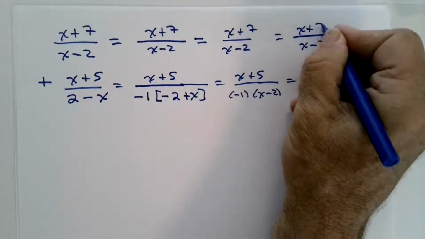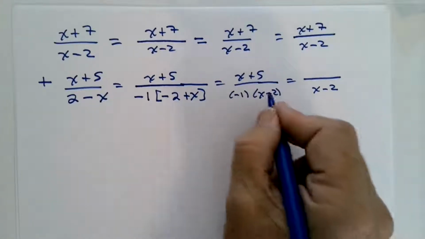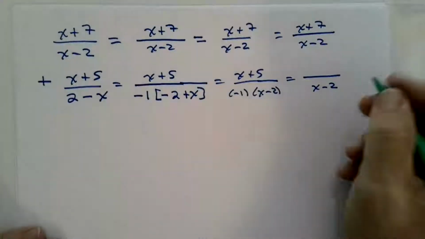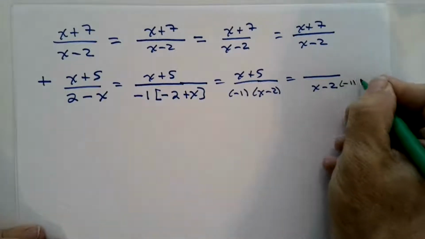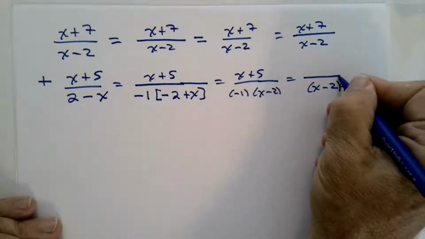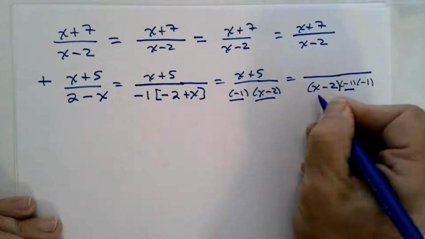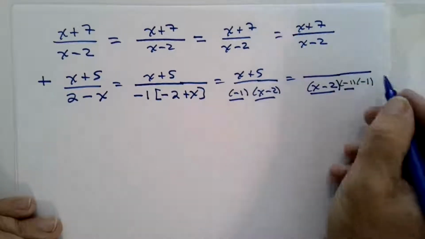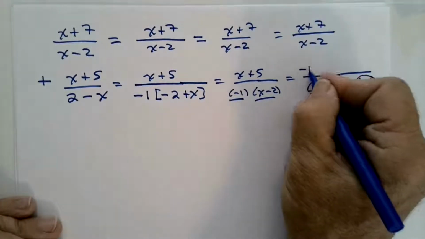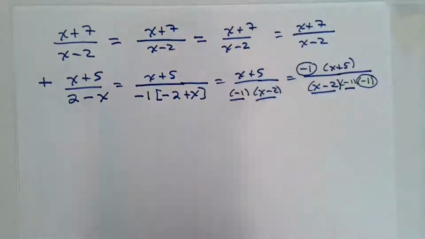So we'll just leave it as x plus 7. But how do I go from x minus 1 times negative 1, x minus 2 times negative 1, to just x minus 2? Well, what I need is x minus 2 times negative 1 times negative 1. So if we see that, you'll notice I have one negative 1 here, I have one x minus 2 here. But to get it to be equal to x minus 2, I need another negative 1. So the other negative 1 is going to go upstairs, and I'll have negative 1 times x plus 5.